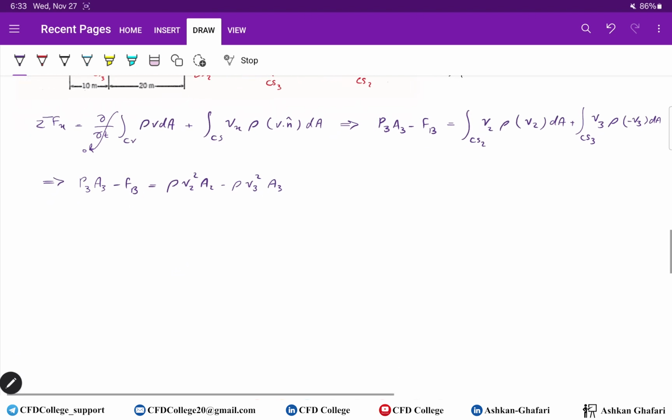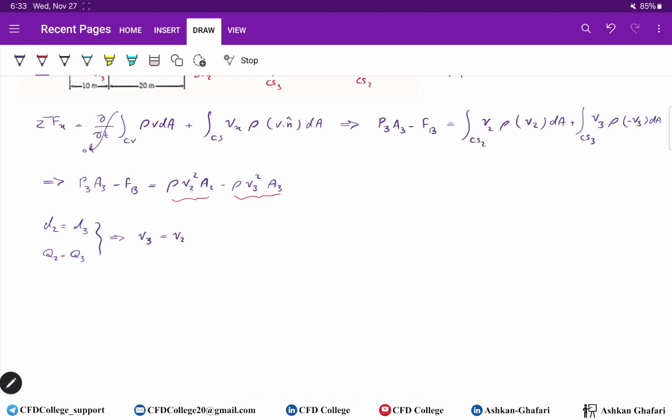As you know, since the diameter is fixed, D2 equals D3. And we know that flow rate is fixed. Actually, Q2 equals Q3. It's the conservation of mass. From these, we can find that V3 equals V2. So these terms are equal. V2 equals V3, A2 equals A3. So it's equal to 0. So FB equals P3 A3. We know A3, but we don't have the pressure at point 3. So if we find it, we can solve the problem.